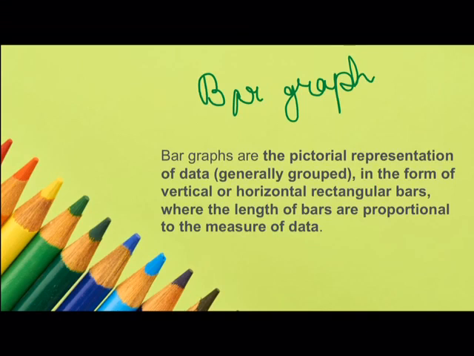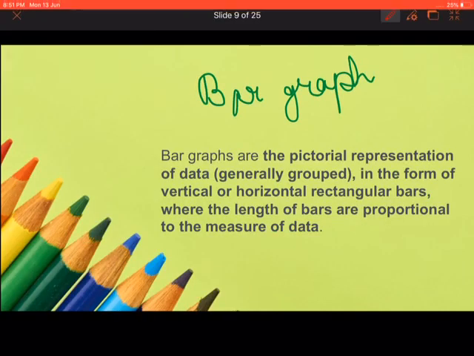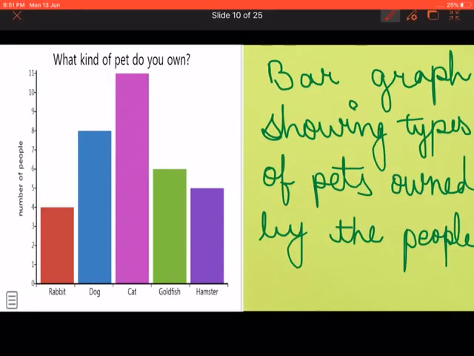Now, if I talk about bar graphs, bar graphs are the pictorial representation of data with rectangular bars, which may be vertical or horizontal, where the lengths of the bars are proportional to the data. Let me make it very clear with an example. See, this is a bar graph where you will see rectangular bars. In this graph you can see the number of pets owned by different people.